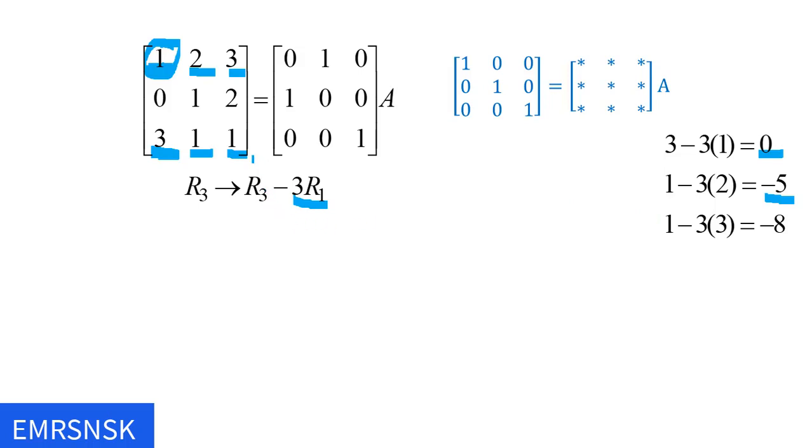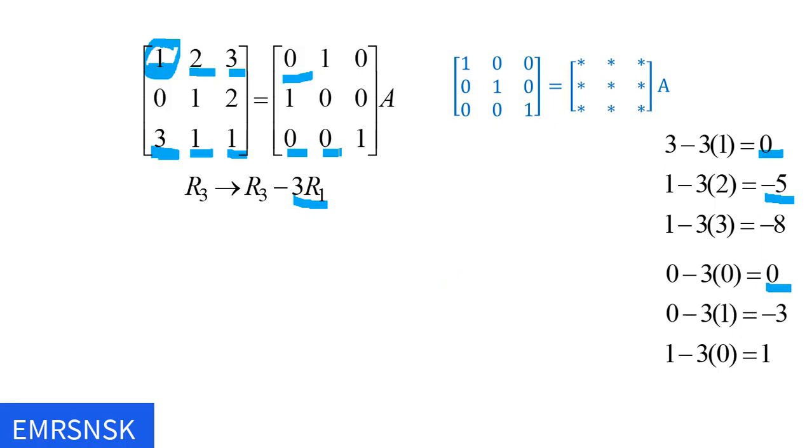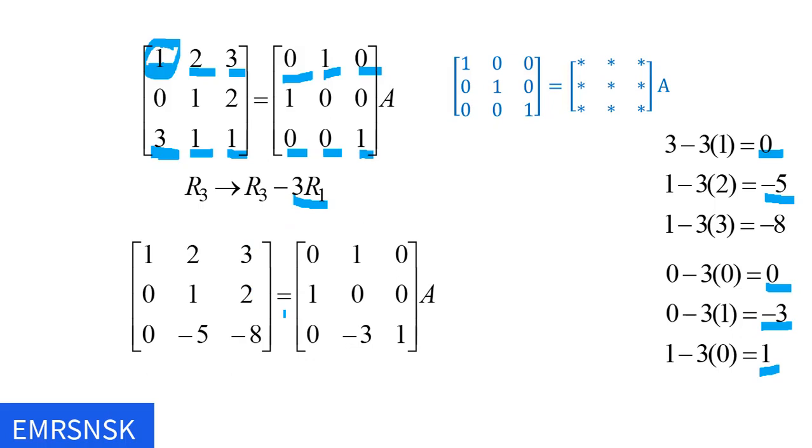So similar kinds of operations will take place on the RHS also. So this will give me R3, 0 minus 3 times 0, it will give me 0. R3, 0 minus 3 times R1, it will give me minus 3, and similarly R3 minus 3 times R1 gives me 1. So after applying these operations, these matrices will reduce to this matrix.